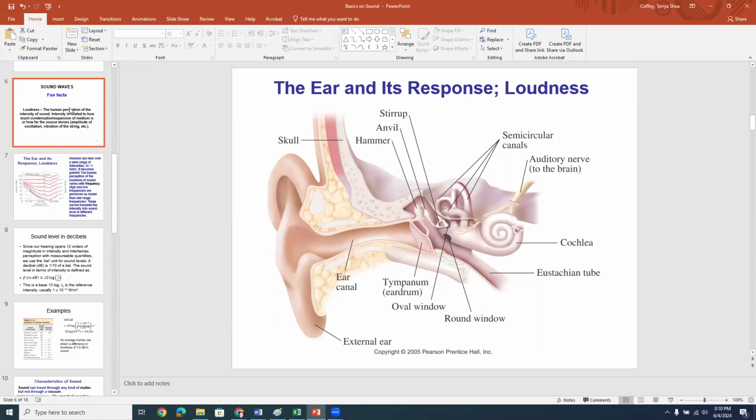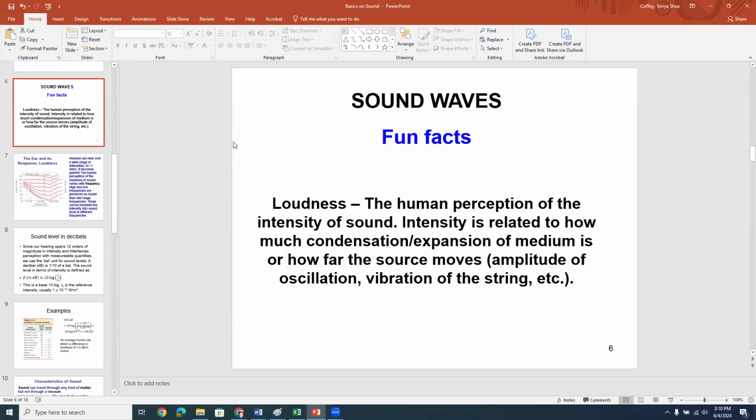The loudness of the sound is a combination of the intensity of the sound, which is of course due to the amplitude of the sound wave. So it's that, but it's also mixed into the human perception, right? And we'll talk more about that in a second. So the loudness is really the human perception of the intensity of the sound. And intensity is how far the atoms in the wave wiggle, right? Which is dictated by how much the source moves.